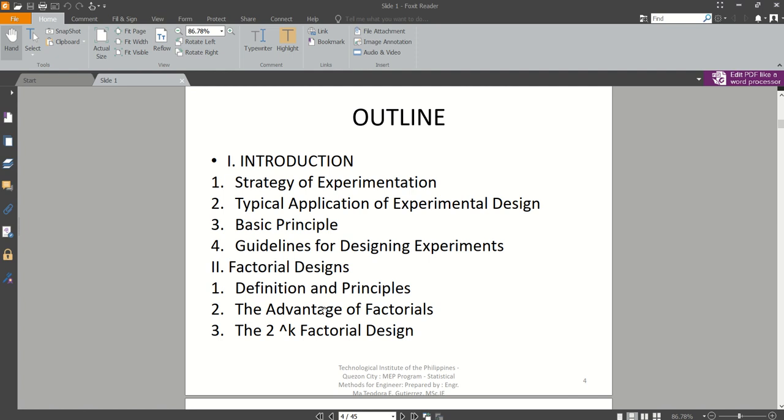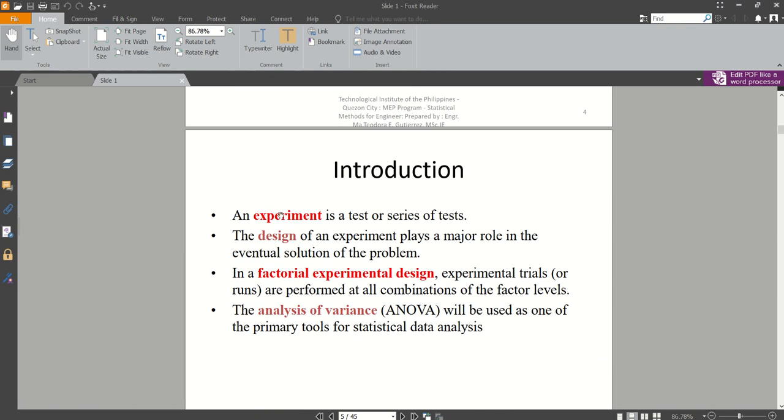And for part 2, I think we will not get to it. We're only on the introduction and outline, and then we're going to do a basic application. So an experiment is a test or series of tests. The design of an experiment plays a major role in the eventual solution of the problem, because how you do your experiment will greatly affect the outcomes. If your experiment is badly designed, of course, you will not get a good result.